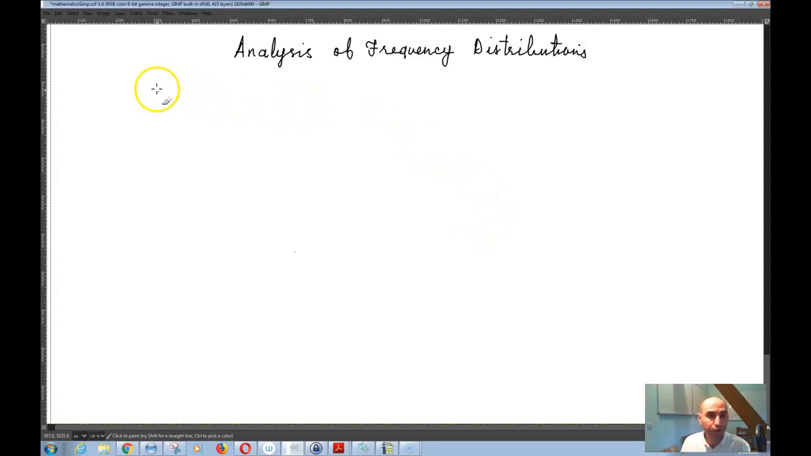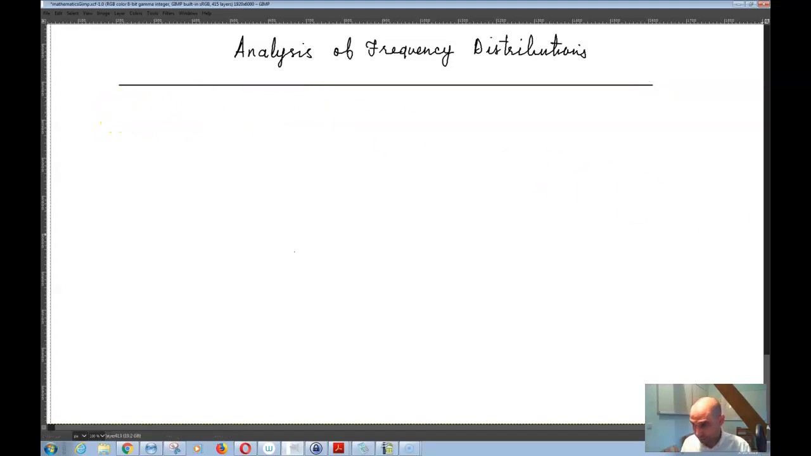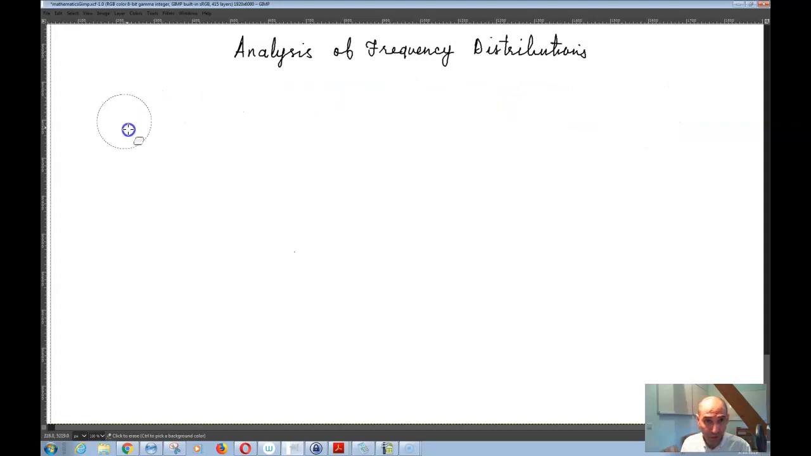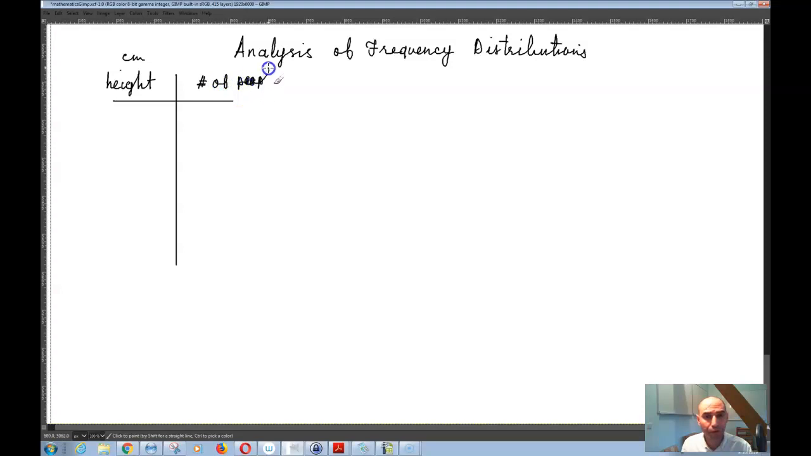data over here. So, for example, you have some data related to the heights of a number of people. So you have your data in this way. You have the height, for example, in centimeters, and here you have the number of people.